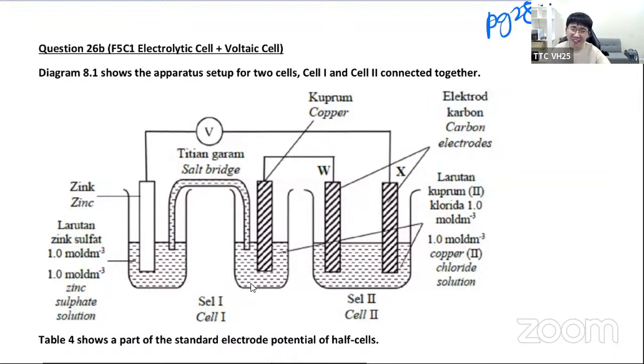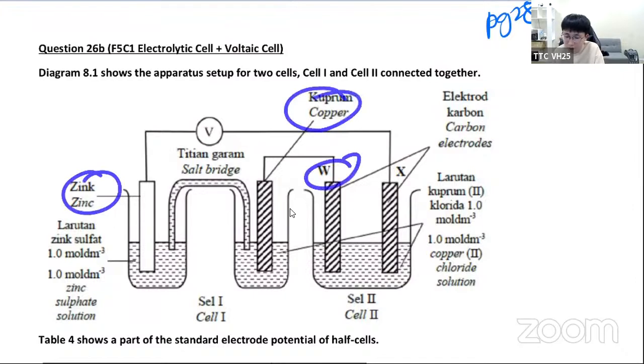What we are going to continue from here is page number 28, book part one. Because we have part one, part two, and then part three. In this case, we have zinc, we have copper, we have W and X.